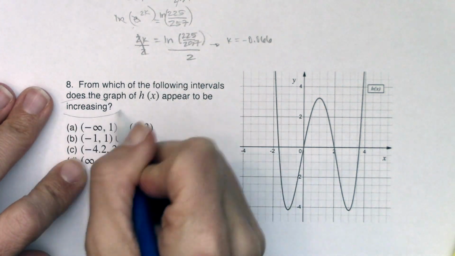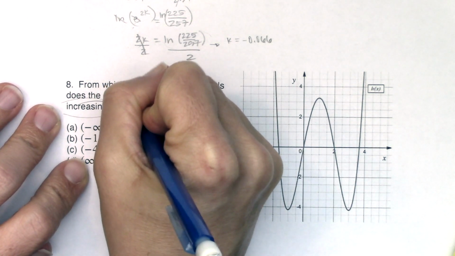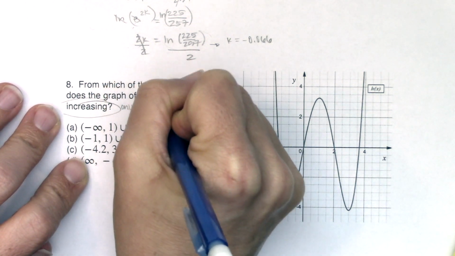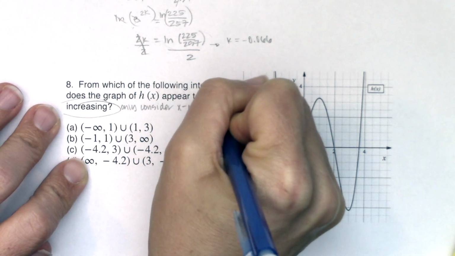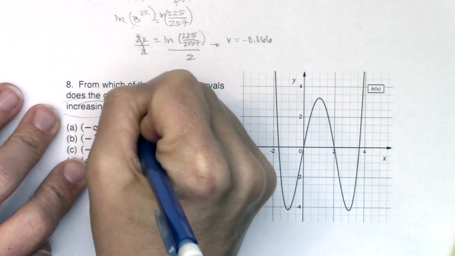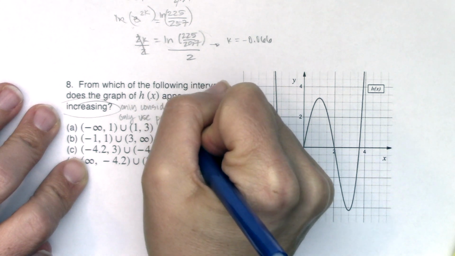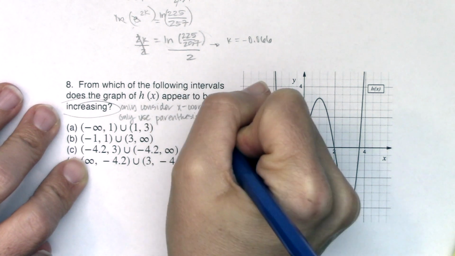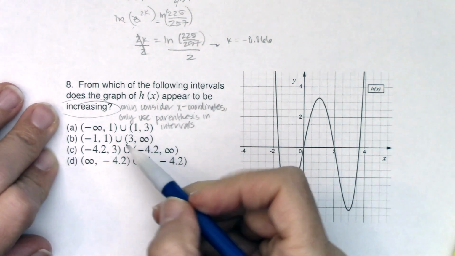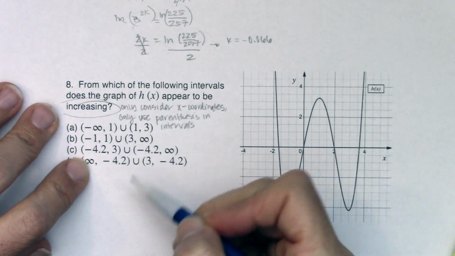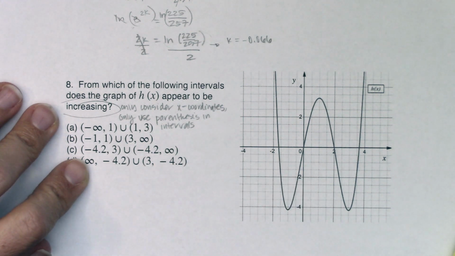But I want to remind you, whenever we talk about intervals of increasing or decreasing, we only consider x coordinates and we only ever use parentheses, all right? So only use parentheses when writing up those intervals. Now, if I look at my options here, they all are in parentheses, so I can't rule anything out there. But if I ever saw a bracket on something, I could rule that option out.